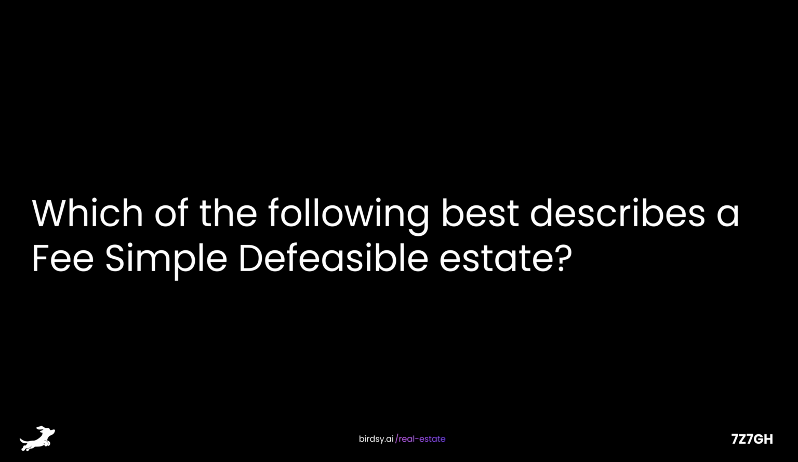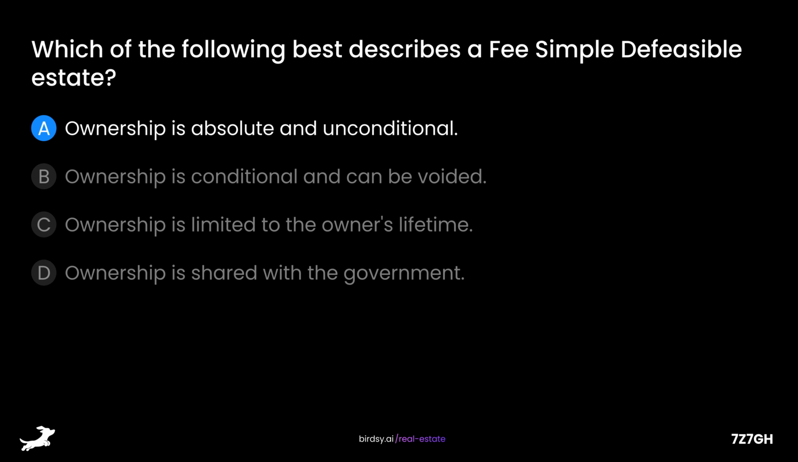Which of the following best describes a fee simple defeasible estate? Is it A, ownership is absolute and unconditional? B, ownership is conditional and can be voided? C, ownership is limited to the owner's lifetime? Or D, ownership is shared with the government? The answer is B, ownership is conditional and can be voided.